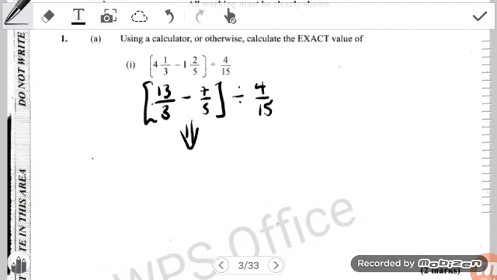So we're just pretty much gonna work out this by finding the LCM here. Right, and we know that the answer that we get will be divided by 4/15. But let's just hold up for a minute. So the LCM here is going to be 50.